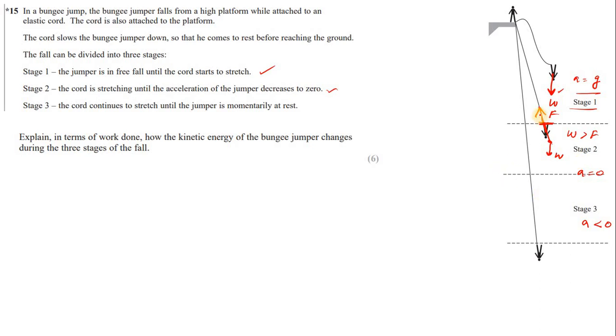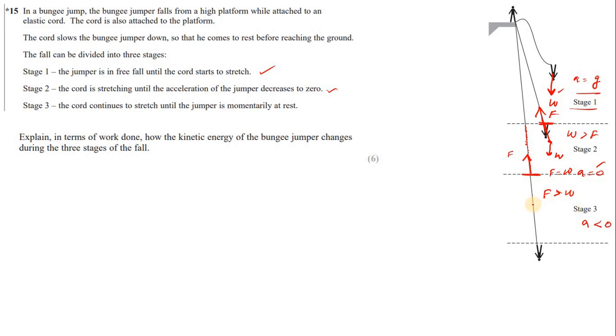Continuously, because the cord is continuously stretching, the elastic restoring force is continuously increasing and increasing and increasing. Velocity is still increasing, but at a decreasing rate. So kinetic energy increases. At that moment, the start of stage 3, the elastic restoring force and the weight are equal, balanced. No resultant force, so acceleration at that moment is 0. But after that, the cord keeps stretching. So the elastic restoring force is now greater than weight.